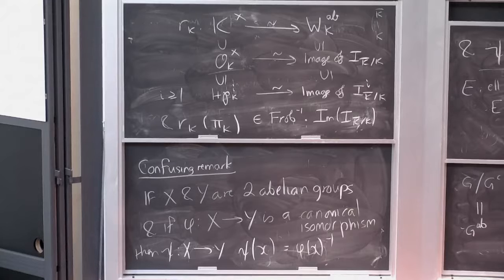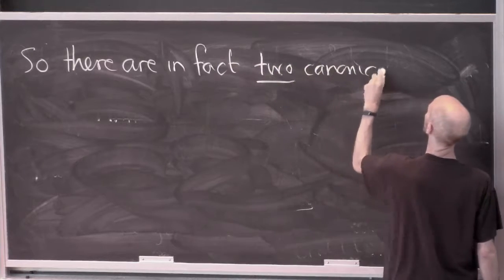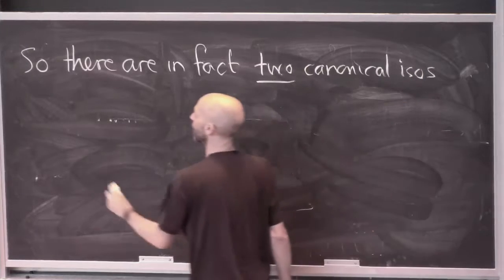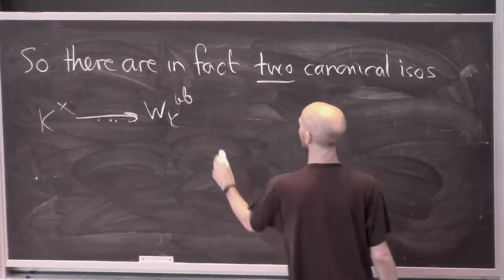Because one of them sends a Frobenius to a uniformizer, and the other one sends the inverse of Frobenius to a uniformizer, right? So there's two ways to normalize class field theory, and the reason that there's two ways to normalize class field theory is that every abelian group has a canonical automorphism, which is inversion, which is never going to go away, you see. So in fact, there are two canonical isomorphisms between K star and WK ab, right? Namely, RK and RK inverse.